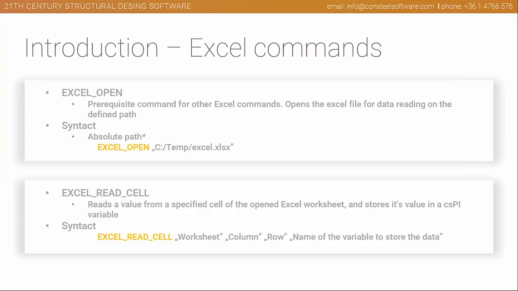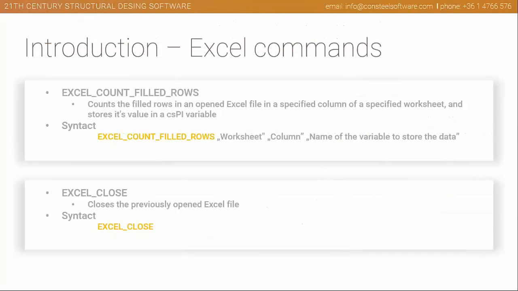We also have the Excel read cell command, which will read a value from a specified cell of the opened Excel worksheet. It will create a variable in the ConSteel programming interface, and then store the value of the specified cell of the Excel file in that variable, and it can be used later on in the script.